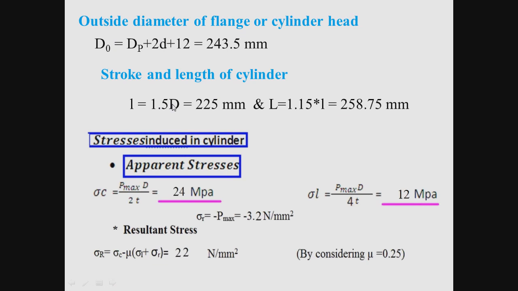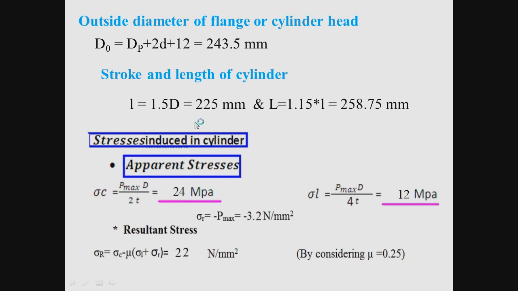Next is stroke and length of cylinder. Stroke L is equal to 1.5 times D. So D is 150. If you substitute, stroke will be equal to 225 mm. Next is the length of the cylinder. Length of the cylinder is equal to 1.15 times the stroke length. So stroke length is 225. If you substitute, the length of the cylinder will be 258.75 mm.